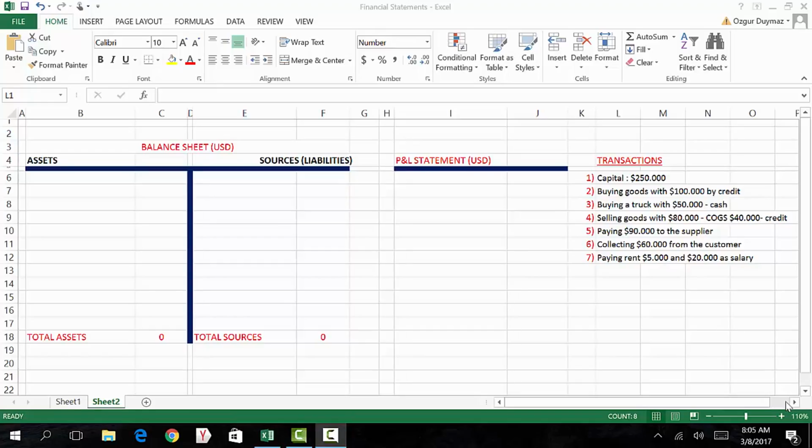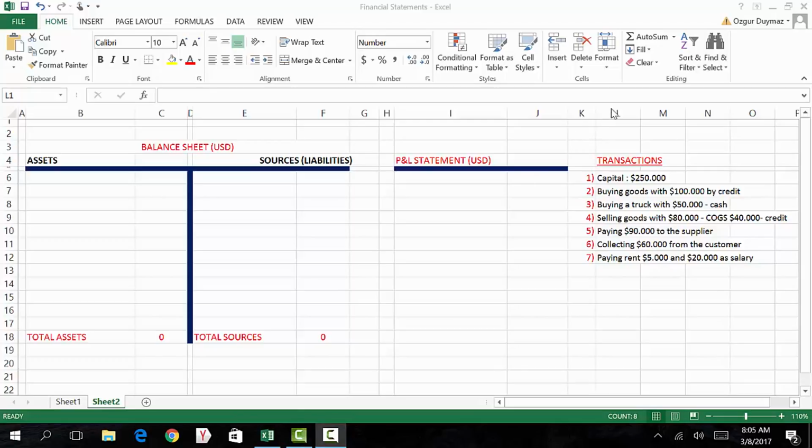Hello friends, today I would like to talk about preparing financial statements. At the same time, we will make a link between accounting records and financial statements, which are balance sheet and profit and loss statements or P&L statements. This study helps us understand the logic of these statements. I promise you it's going to be very easy.